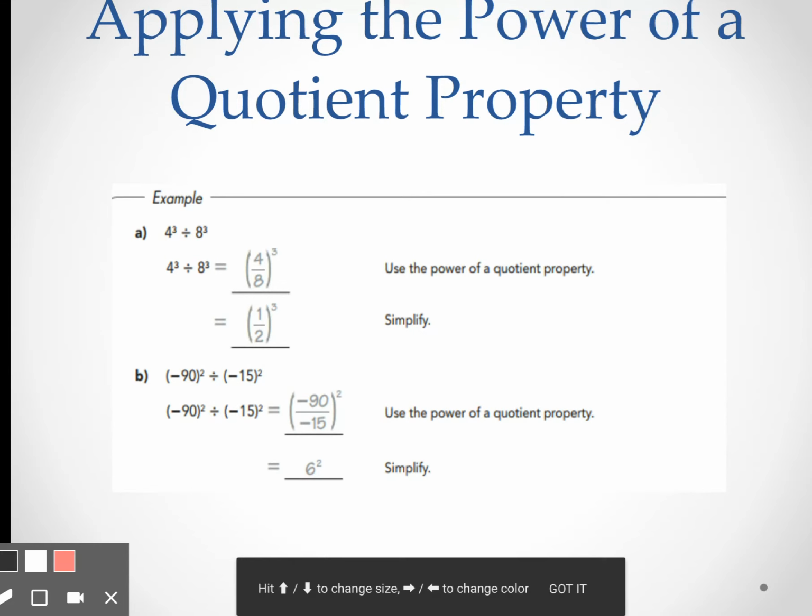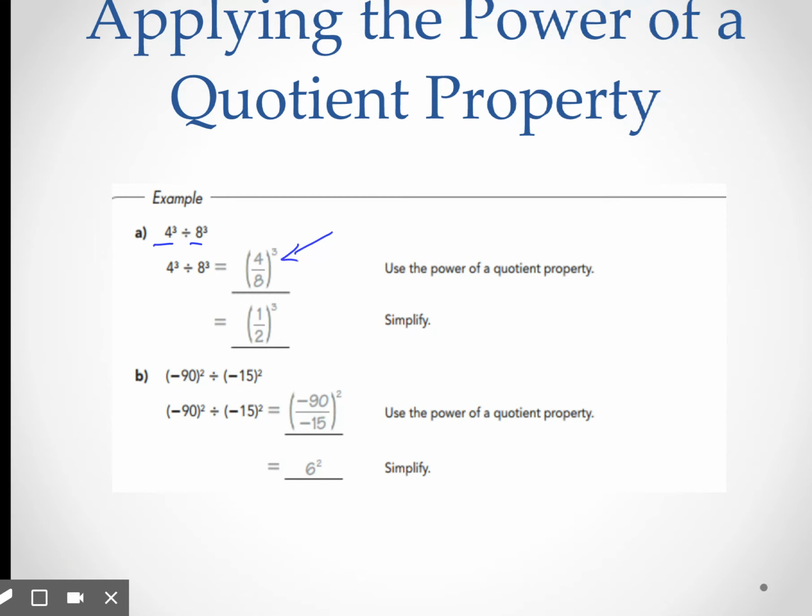In example A, 4 to the third divided by 8 to the third. It's going to be much easier for you if you write it in fraction form. So now we can combine it into 4 divided by 8, to the third power. And then they simplified by dropping 4/8 all the way down to (1/2) to the third power.